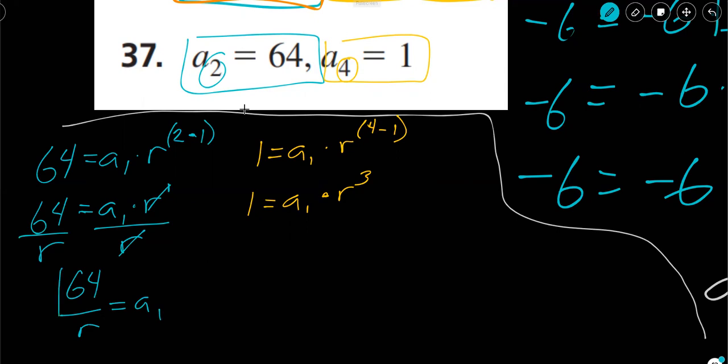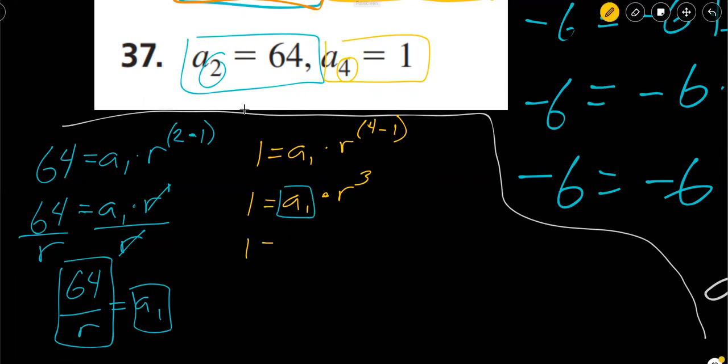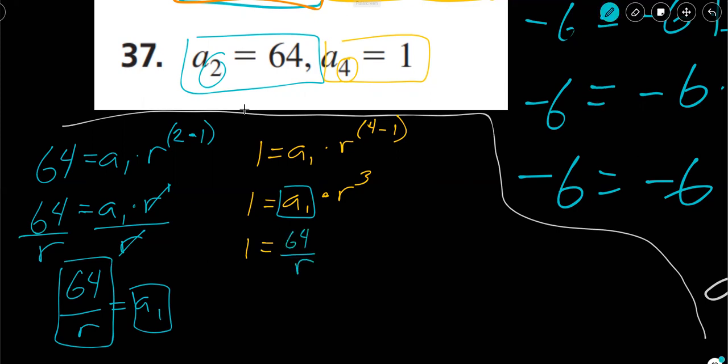But what I can do now is use this 64 over R in the place of this A1 right here. So my right equation now becomes 1 equals 64 divided by r times r to the third. What happens here is if I've got a division by r and a multiply by r to the third, I can cancel out this r and one of the r's that make up r to the third. And now I'm left with 1 equals 64 times r squared.